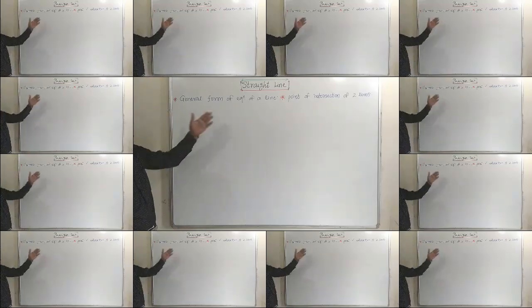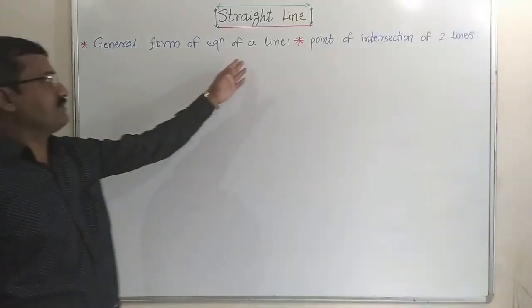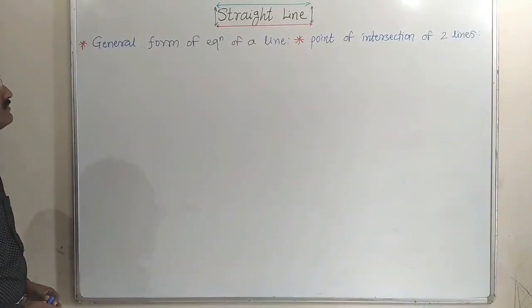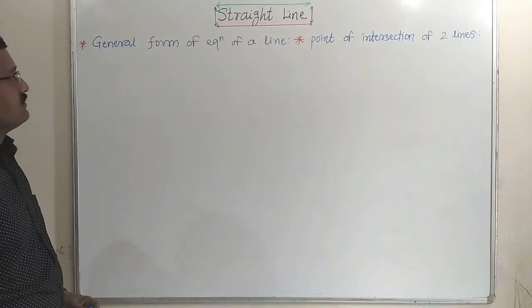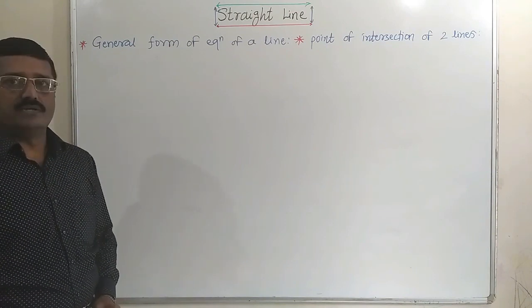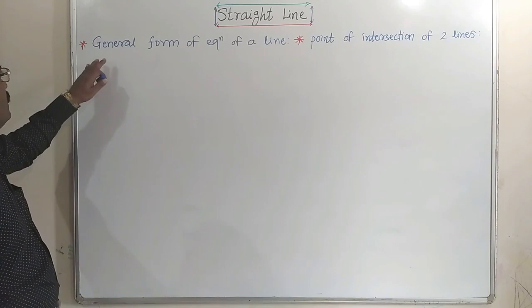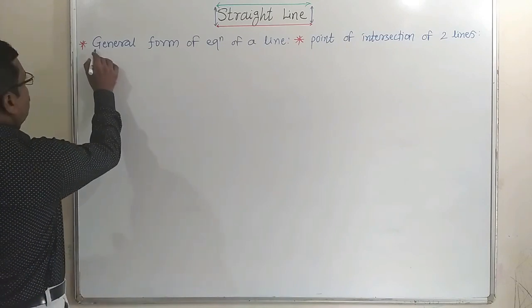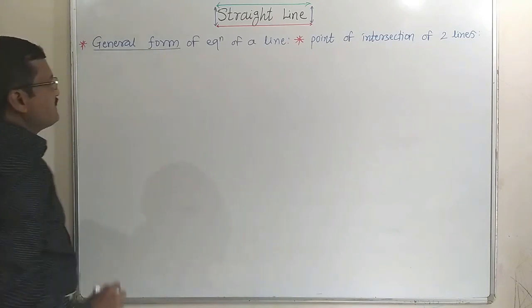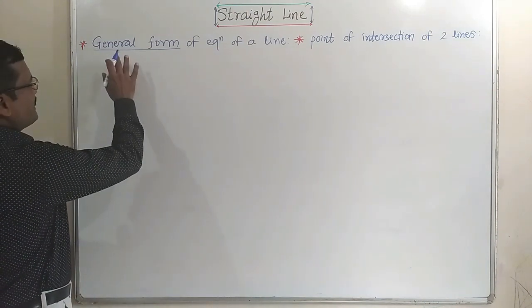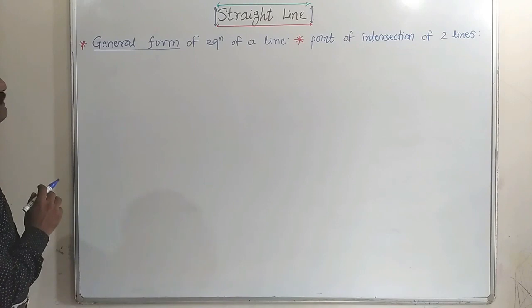Today's lecture, we will deal with these two important points. One is the general form of equation of line, and the other is the point of intersection of two lines. In the previous lecture, we have derived different forms of straight line. In this article, we will see the important form of line, that is the general form of equation of line. Let us see the definition of this general form of equation of line.